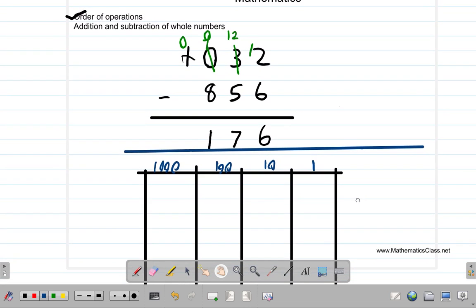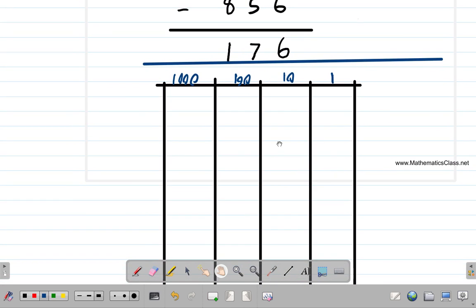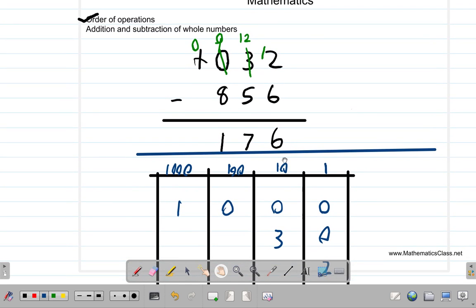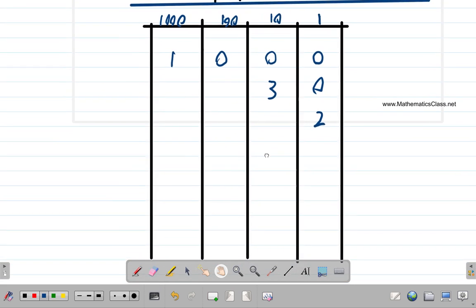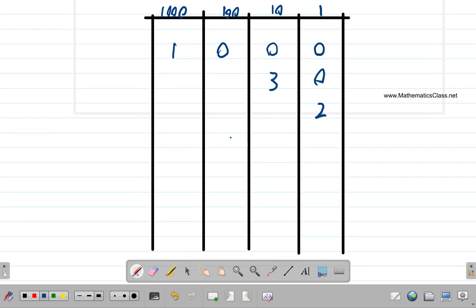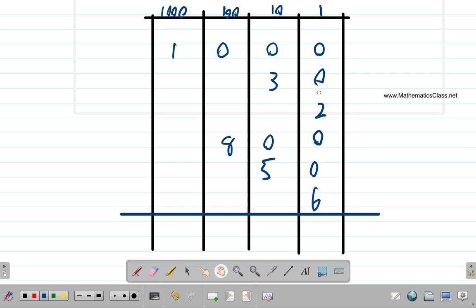Now here, 1,032. That's really 1,000, 0 hundreds, 30. That's 3 tens and 2 ones. You see that? 856. It's 856. Then we're going to subtract these.